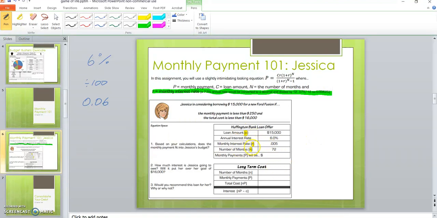So for all of the characters, if you divide the annual interest rate by 100, you'll be converting it to a decimal. And then if you divide that by 12, you'll get the monthly interest rate. Okay, so let's go back to this equation. What we can start to do here is fill in the numbers that we have for Jessica.